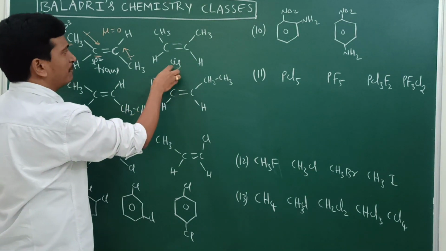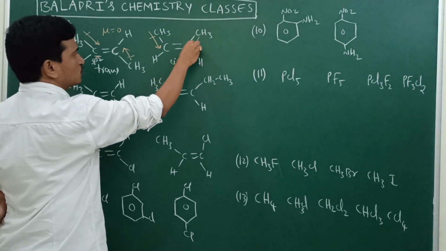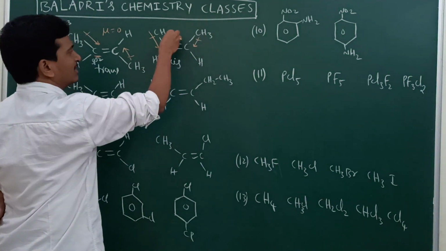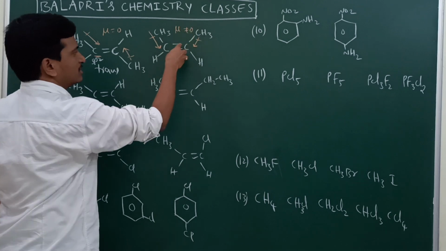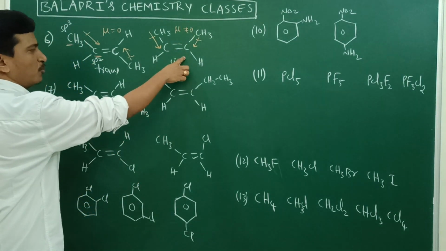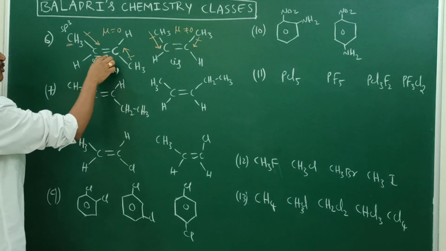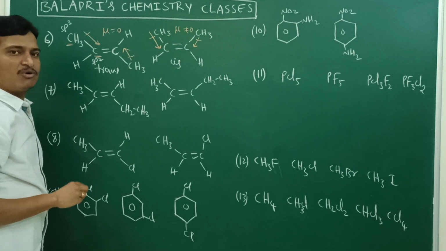Now come to the cis example. Here the dipole moment vector will be towards the sp2 carbon. This is also towards the sp2 carbon. So both are in the same direction, so cis will have more dipole moment. The cis compound has more dipole moment. So cis-2-butene is a polar molecule, whereas trans-2-butene you can take as a non-polar molecule, because the resulting dipole moment is equal to 0.